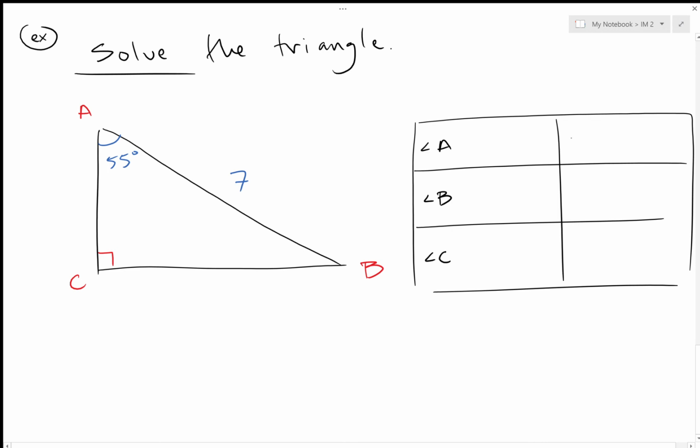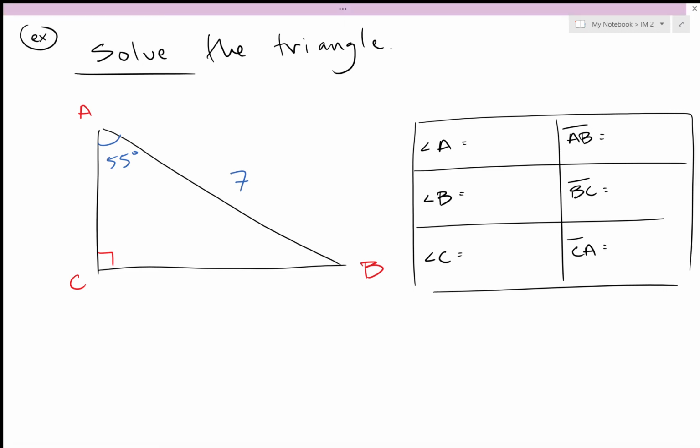So there's my angles. I have sides AB, side BC, and side CA. All right, let's find out what we're given. So let's find numbers. I see 7. 7, that's a side, and that's from A to B. So 7 is AB. 55, that's an angle. That's angle A. So 55 degrees here. And the last thing we're given is angle C, which is the 90 degrees. So this time we have 2 angles and 1 side.